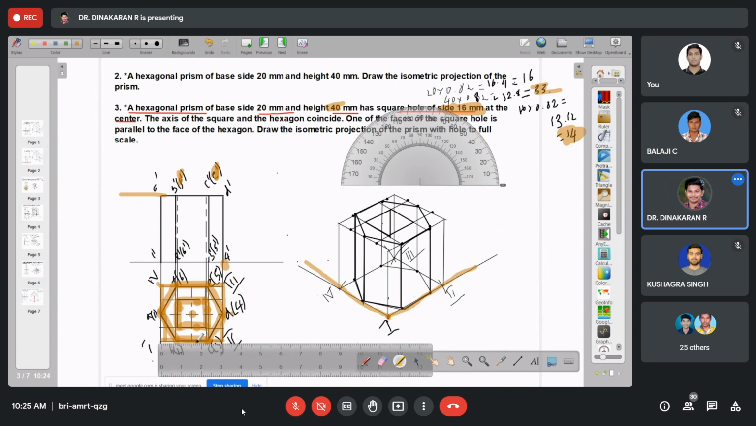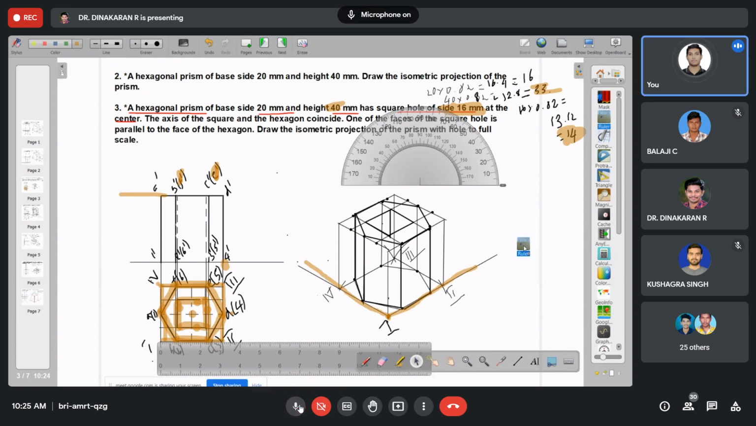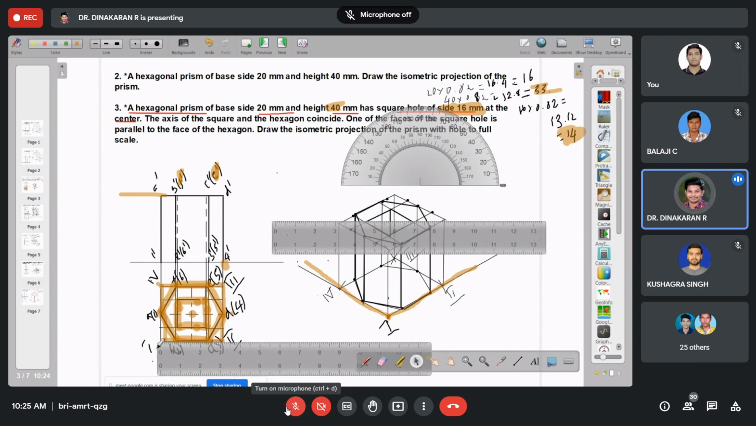So how much is coming? 1 to 2, how much is coming? Not this box, the 31 box. This 1 and 2 is 31 mm. Same for 4 and 3. This 4 and 3 also will come to 31 mm, right?